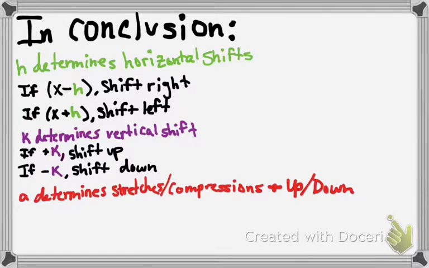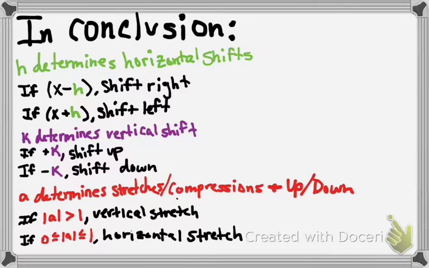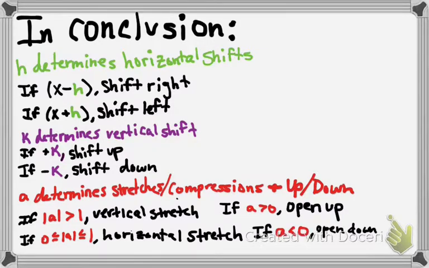The a determines the stretches or compressions or opening up or down. If the absolute value of a is greater than 1, it's a vertical stretch. If the absolute value of a is between 0 and 1, it's a vertical compression. If a is greater than 0, or positive, it opens up. If a is less than 0, it opens down.